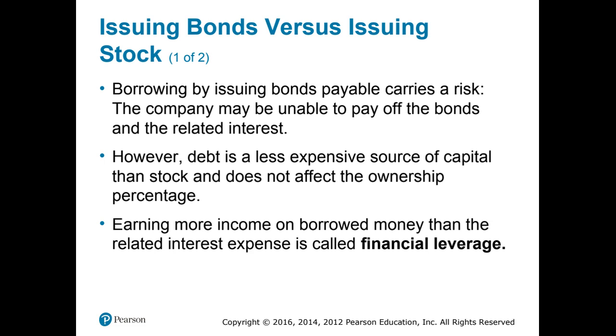So, issuing bonds versus issuing stock. Borrowing by issuing bonds payable carries a risk. The company may be unable to pay off the bonds and the related interest. However, debt is a less expensive source of capital than stock, and it does not affect the ownership percentage. Earning more income on borrowed money than the related interest expense is called financial leverage.